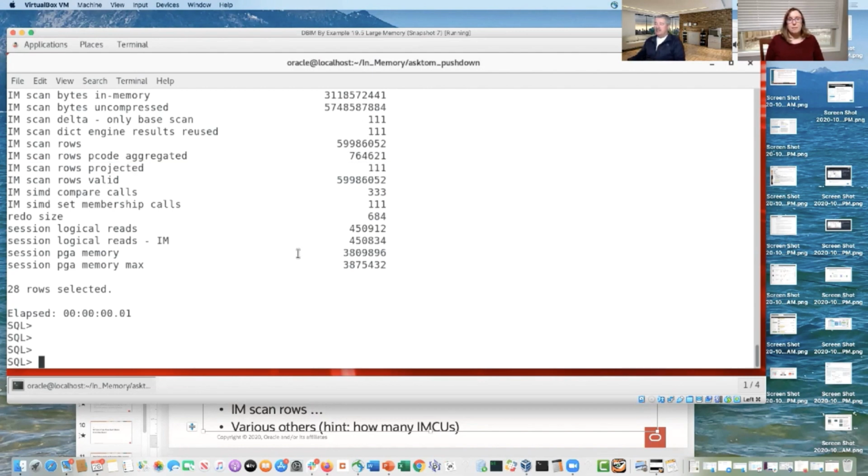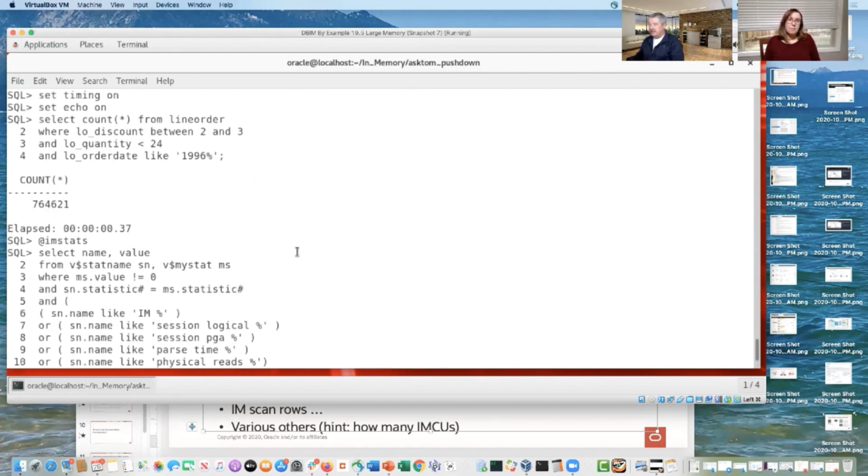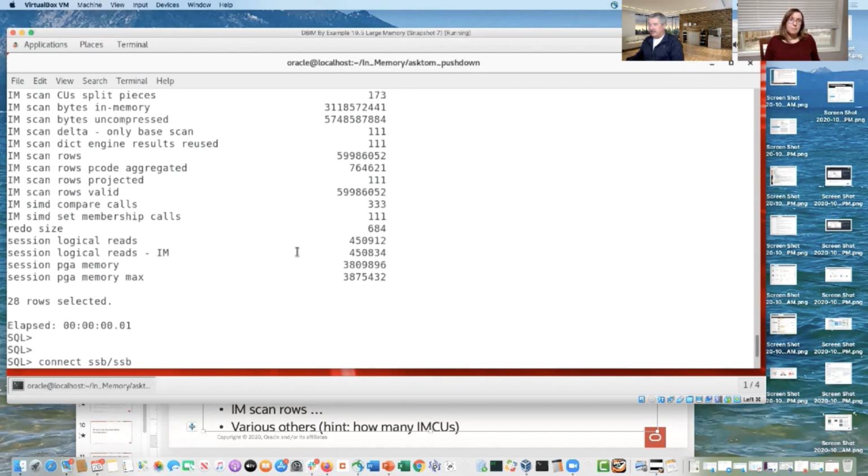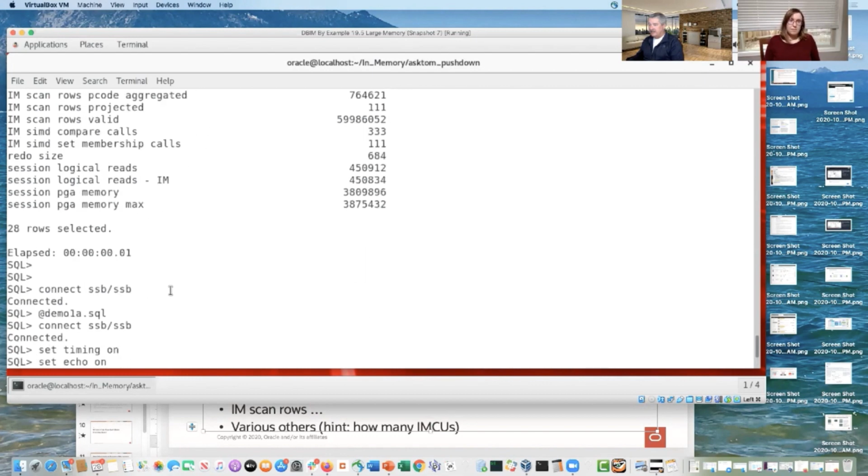But the reason I did this one first, although I probably could have done the execution plan first rather than the statistics, is demo 1B.